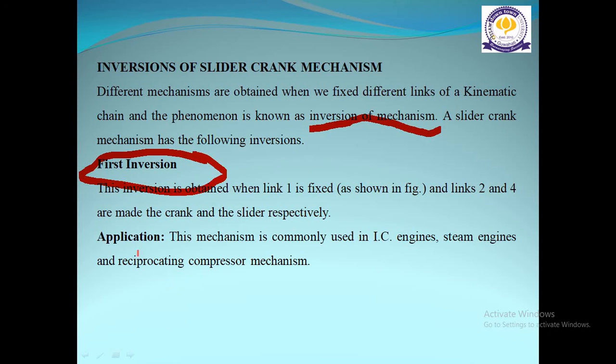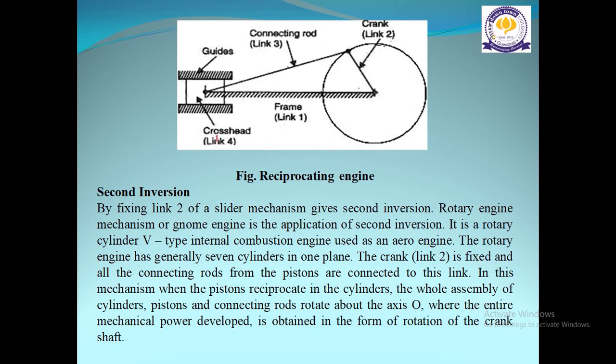Okay, so here you can see one application. This mechanism is commonly used in IC engines, steam engines and reciprocating compressor mechanism.